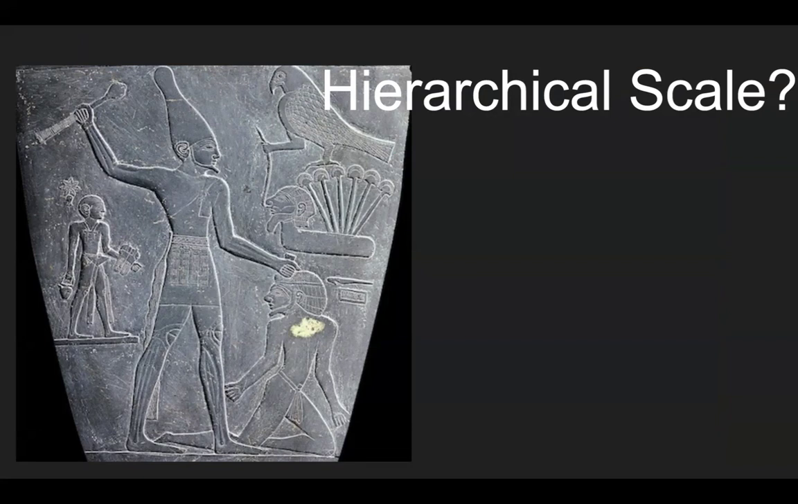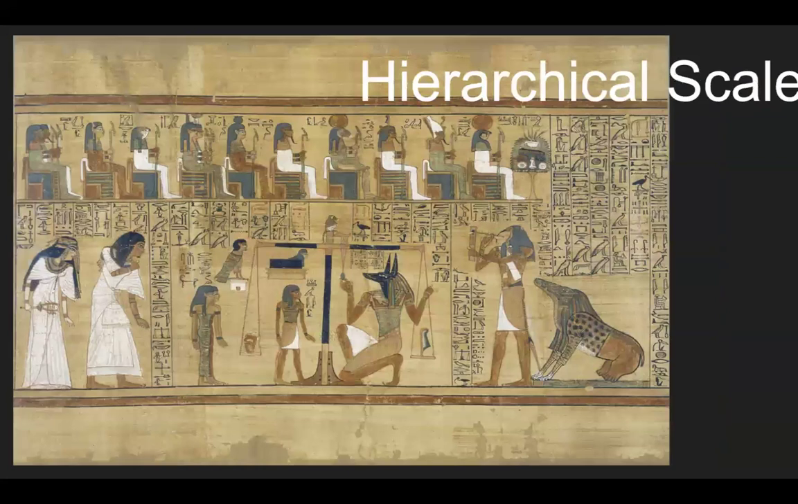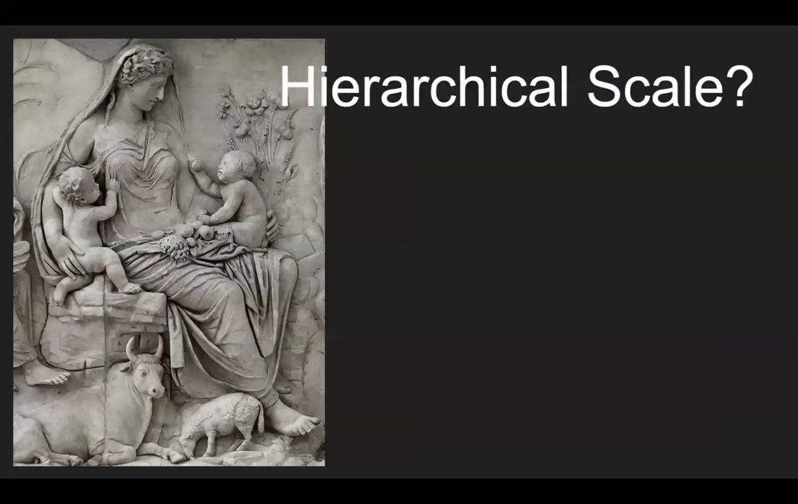This is a very famous Egyptian work. I can't remember the name of it, but basically it commemorates the defeat, I think, of Lower Egypt, the Nubian side, by Upper Egypt. And here the gods are much bigger than the mortals. So, I think, self-explanatory hierarchical scale.